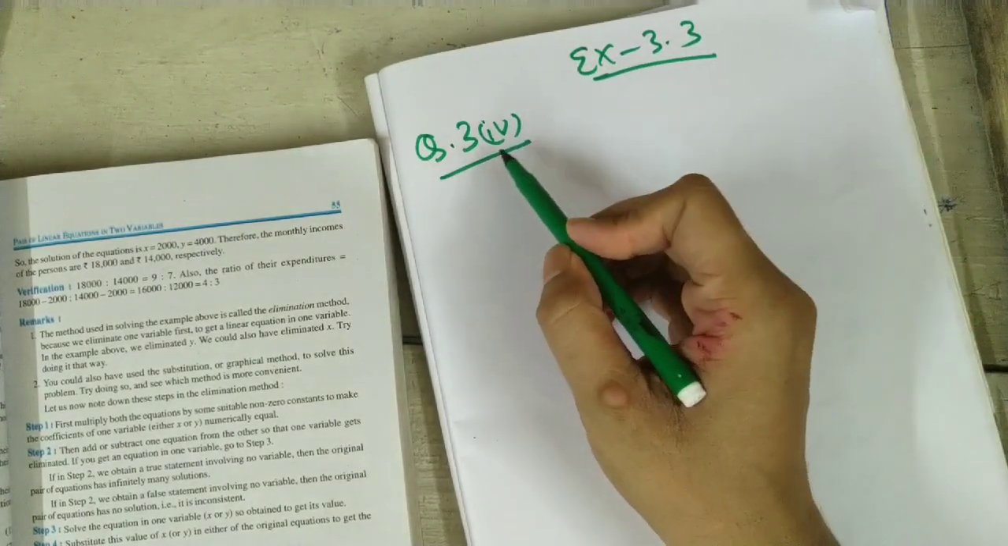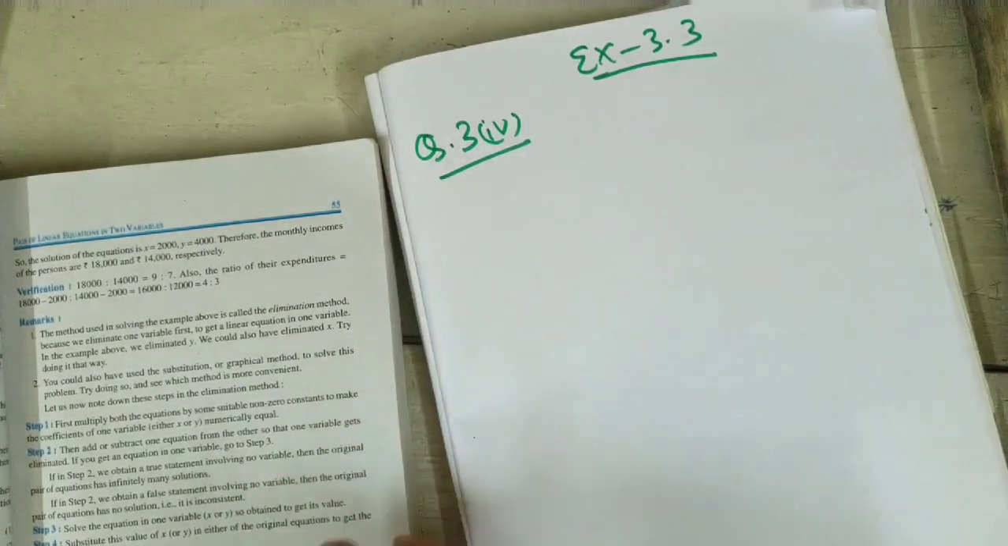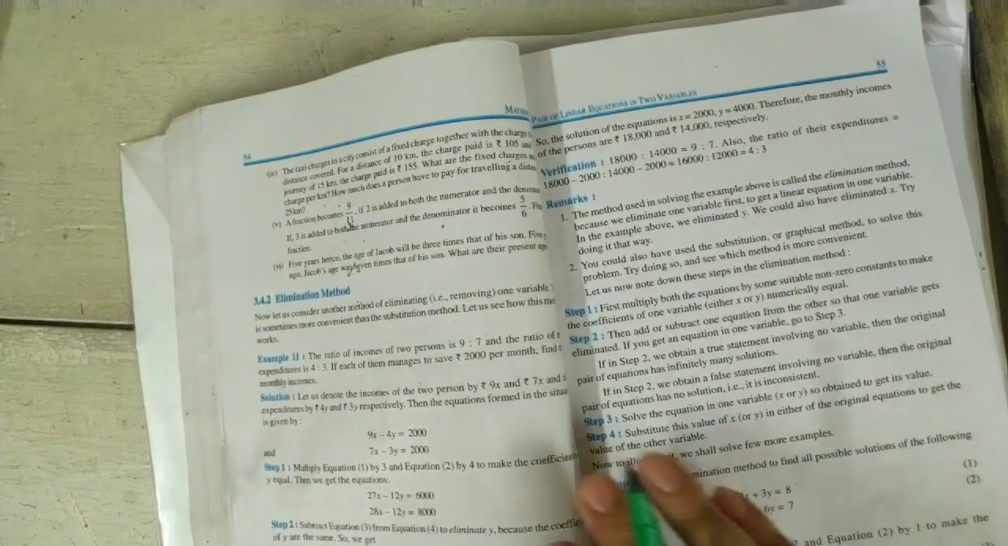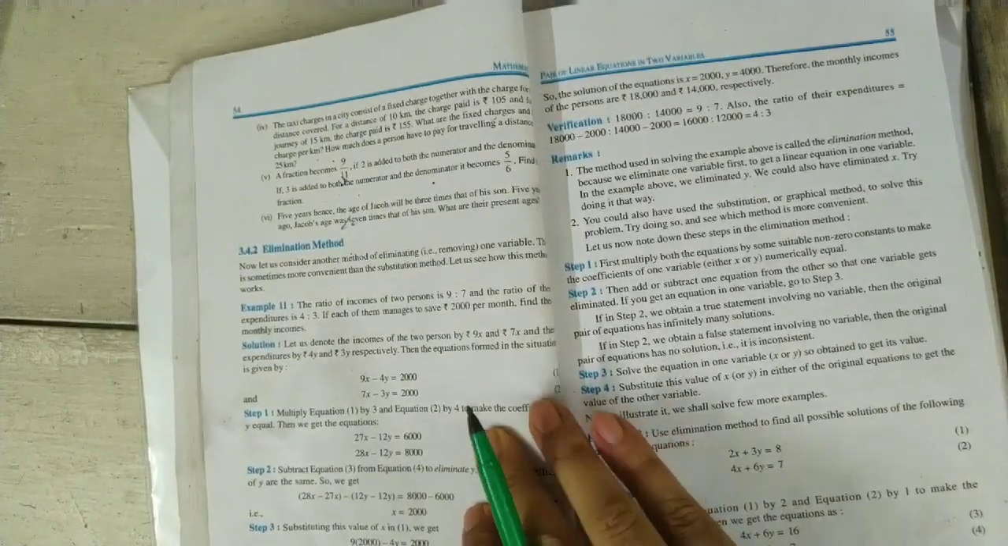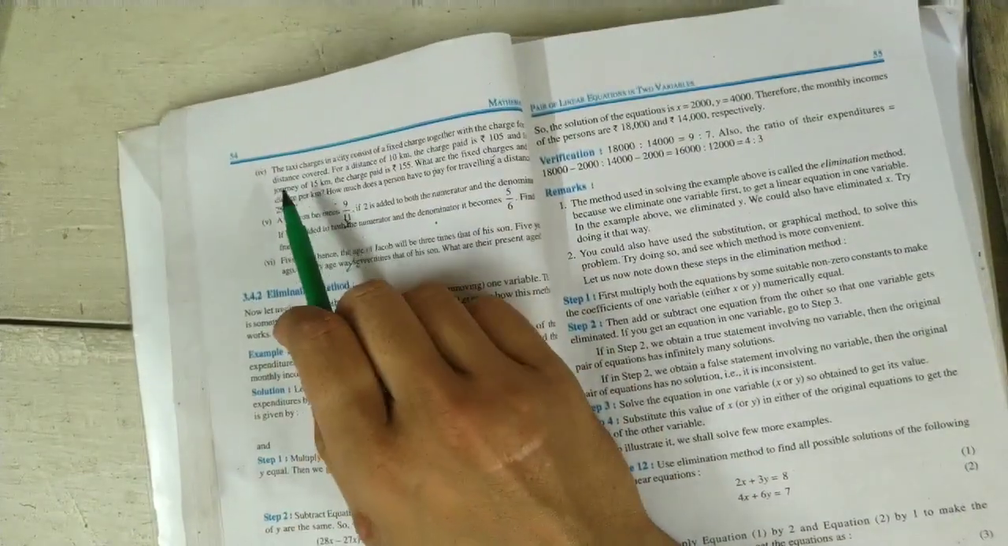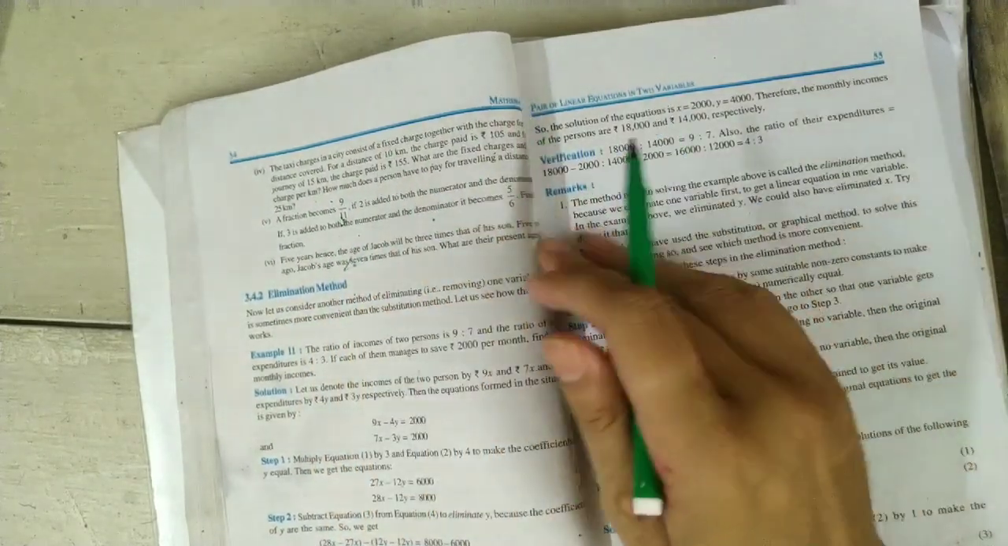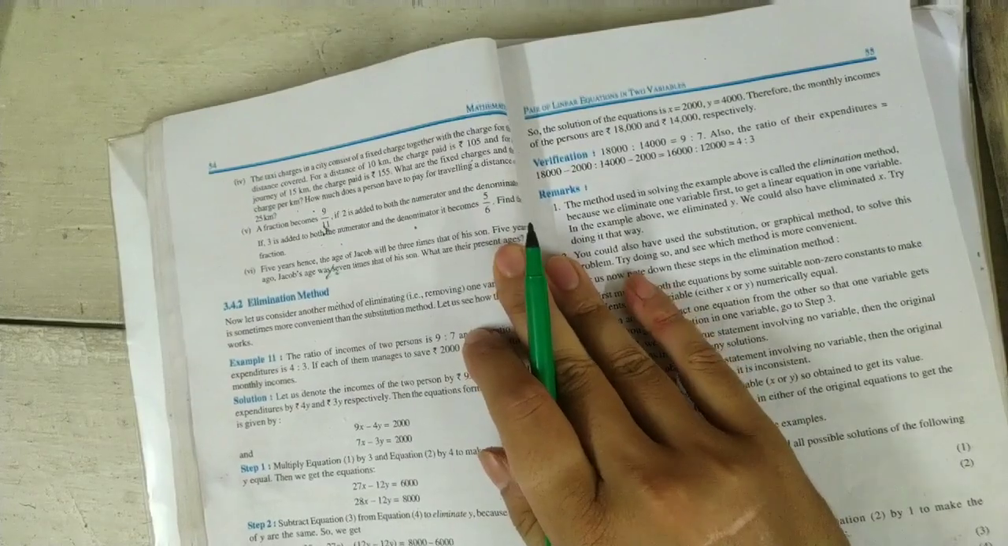Question is question number 3, Roman number 4. This is a word problem. So first we have to read the question and understand what is exactly given in the question. Now see here, in the question what is given: the taxi charges in a city consist of a fixed charge together with a charge for the distance covered.